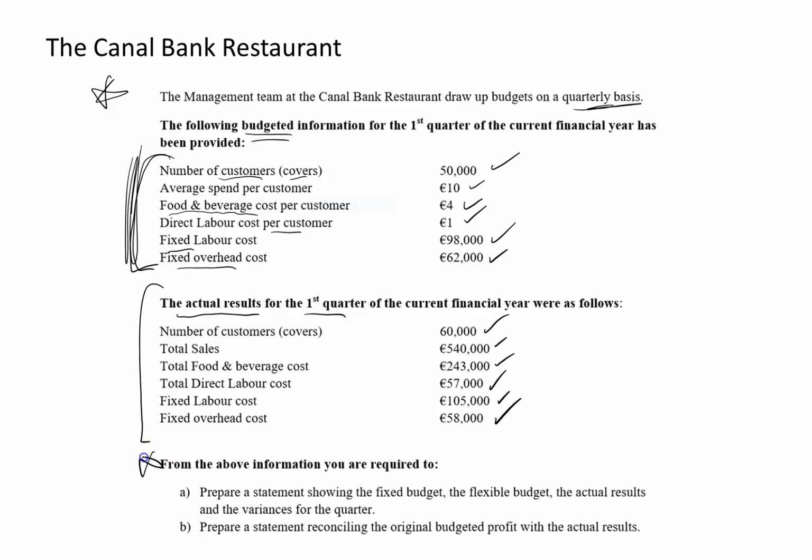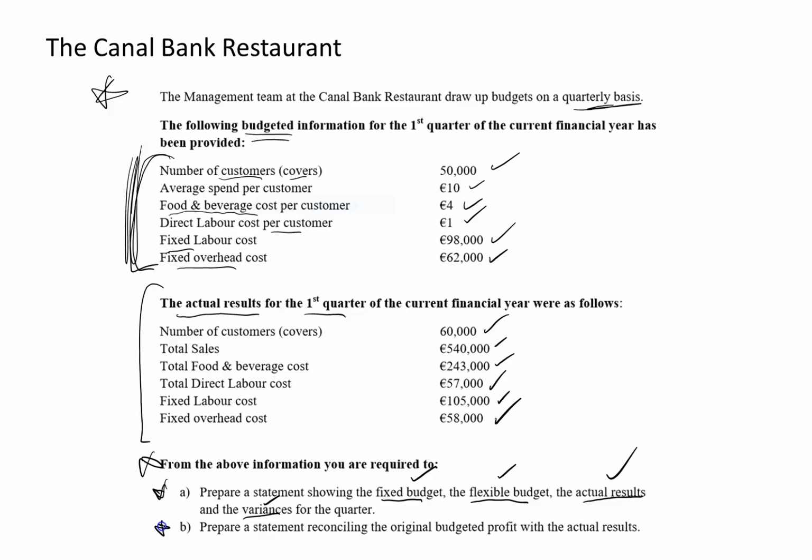Now, what are we asked to do? From the above information, you are required to A. Prepare a statement showing the fixed budget, the flexible budget, the actual results, and the variances for the quarter. So we're going to draw up a budgetary control statement, and in that statement, we're going to have a column where we will construct the fixed budget, then the flexible budget, the actual results, and the variances. So that's the first thing we'll do.